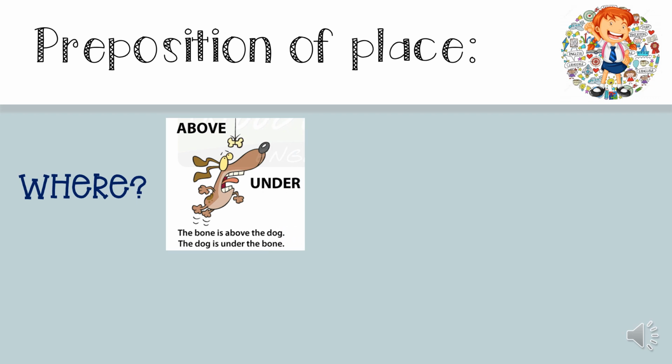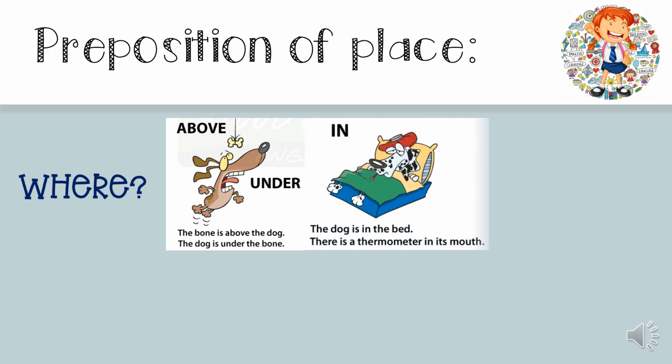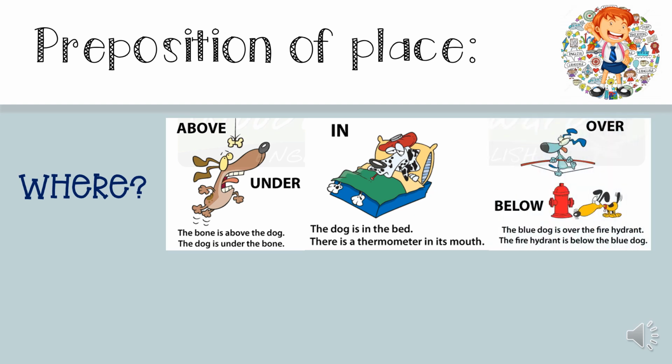If we look at the first two, it can be above or under. For example, the bone is above the dog, or the dog is under the bone. It shows you where something is. In, the dog is in the bed, or there is a thermometer in its mouth. Over or below, the blue dog is over the fire hydrant, or the fire hydrant is below the blue dog.